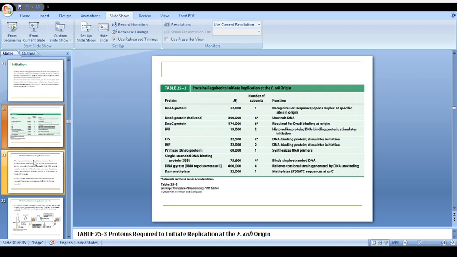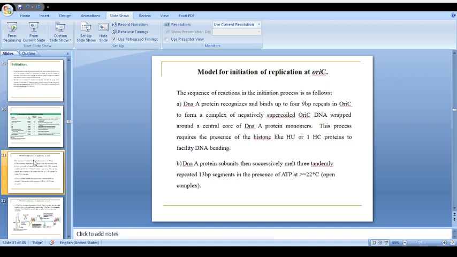The single-stranded binding protein is responsible for maintaining the parental DNA in a separated condition by attaching on the surface of the separated DNA. And DNA topoisomerase is responsible for removing the torsional twist which is present in the DNA which moves in the forward direction prior to our DNA helicase. Let us see how these proteins are recruited for the process of initiation.